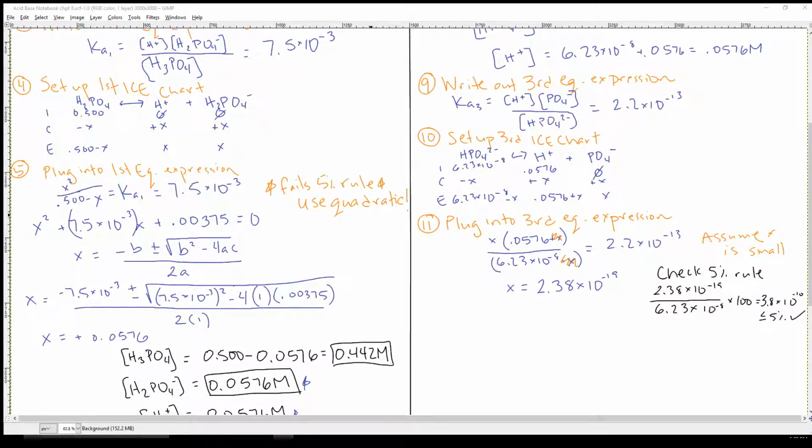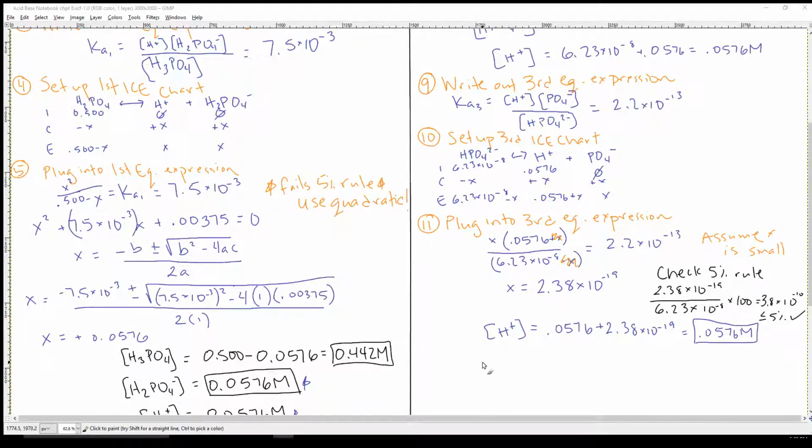So now that we've done that, we can actually use that x to figure out some concentrations. So let's see, I can figure out my hydrogen ion concentration. Now, since this is the end of the line, it's the last one I'm doing, this concentration I get for hydrogen is my final hydrogen concentration. I can box this one. So my hydrogen ion concentration is 0.0576 molarity. It didn't change much.